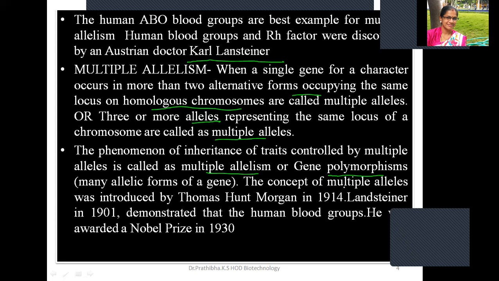The concept of multiple alleles was for the first time introduced by Thomas Hunt Morgan in the year 1914. Landsteiner in the year 1901 demonstrated that human blood groups can be differentiated into A blood group, B blood group, AB blood group, and O blood group. For that particular contribution, he was awarded the Nobel Prize in the year 1930.